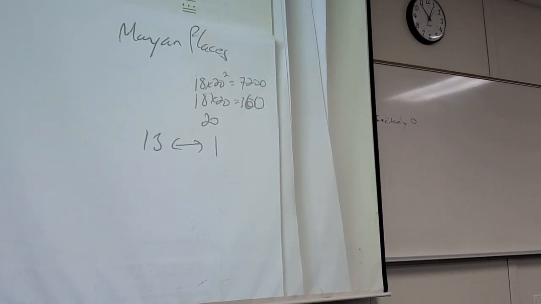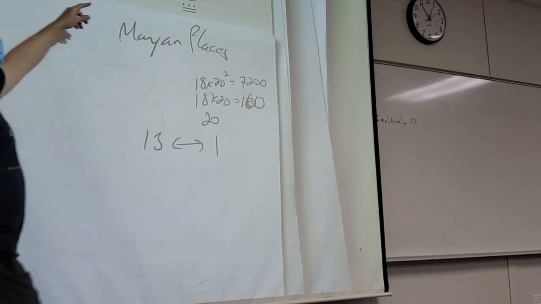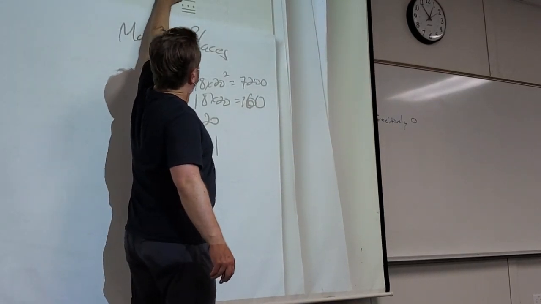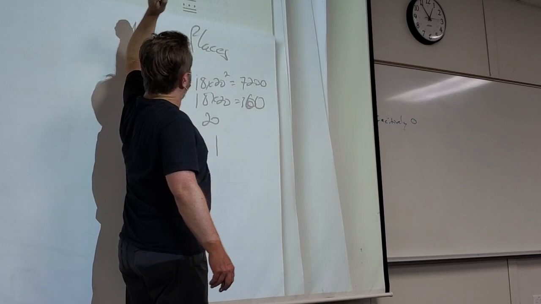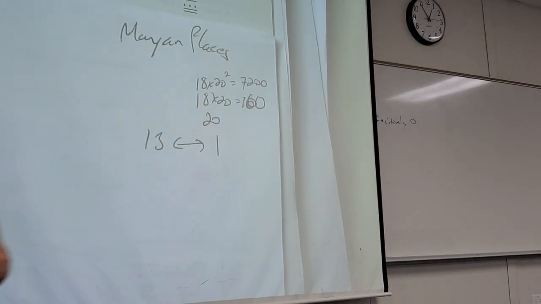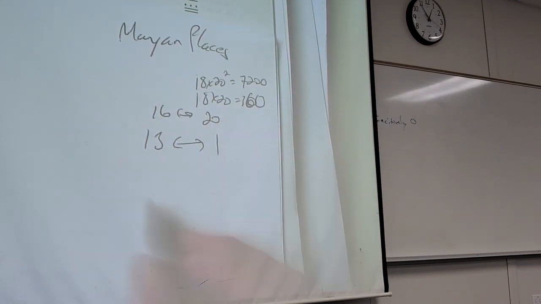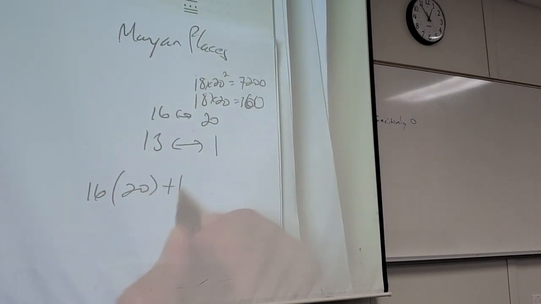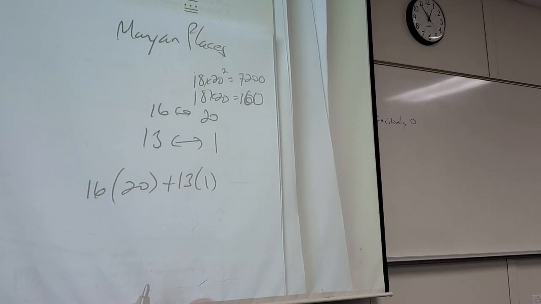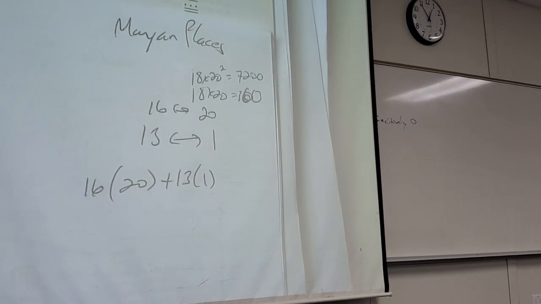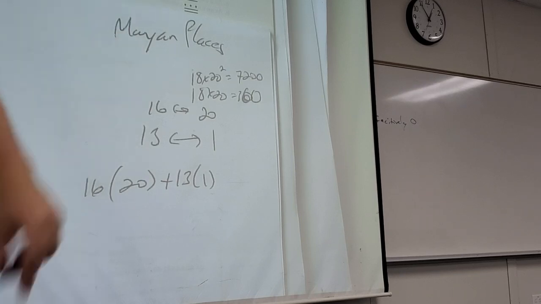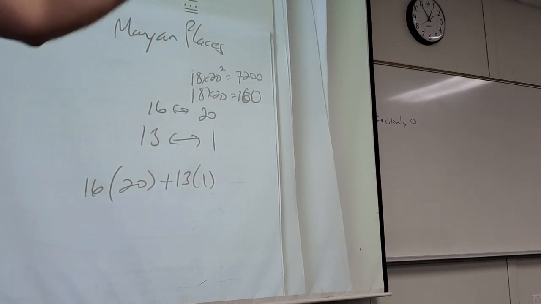How many 20s do I have? That's the next numeral up. You have 5, 10, 15, 16. 16 20s. And then you just put them together. So 16 20s plus 13 1s. Do you see that? So again, that's another example of going from somebody else's base system to our system is easier because it's just multiplying, adding. Or with Egyptians, it's just adding, right?